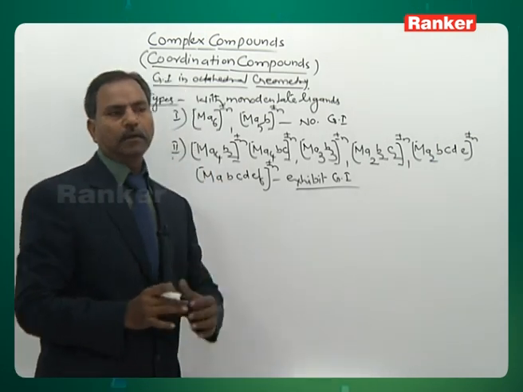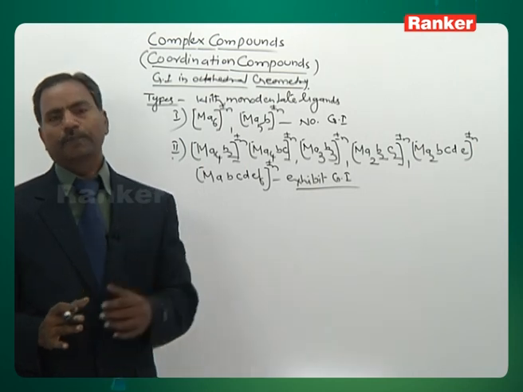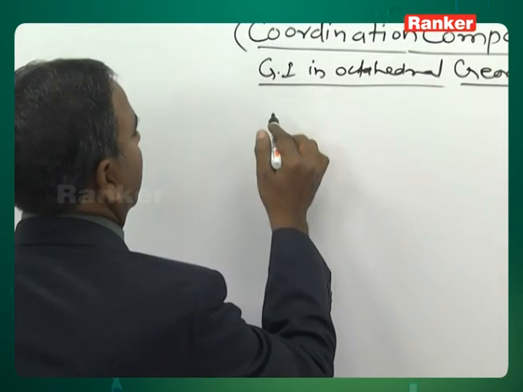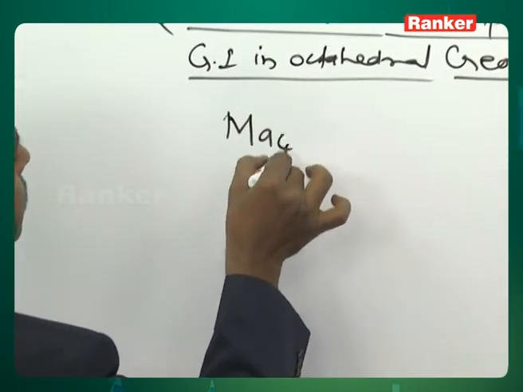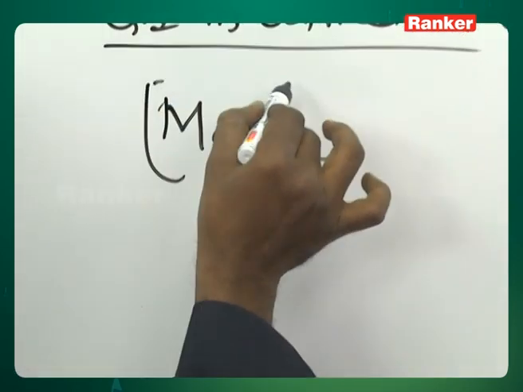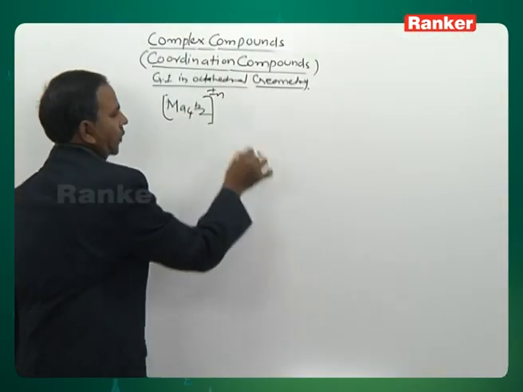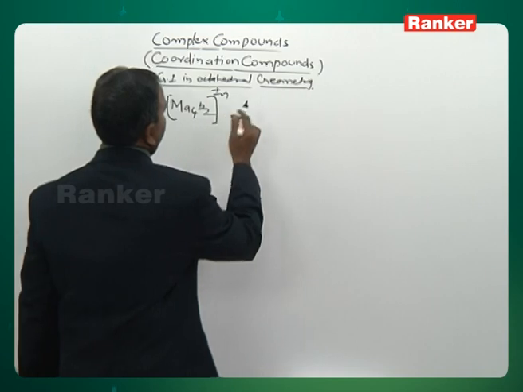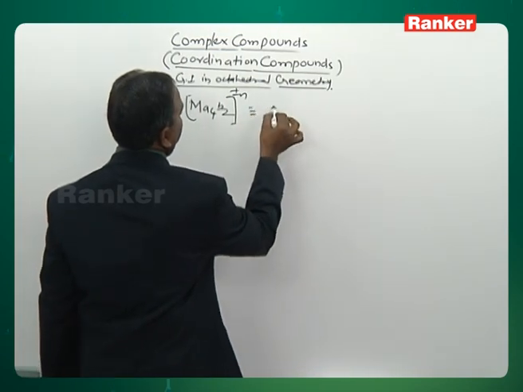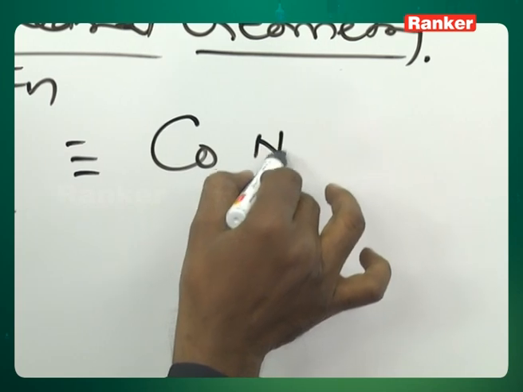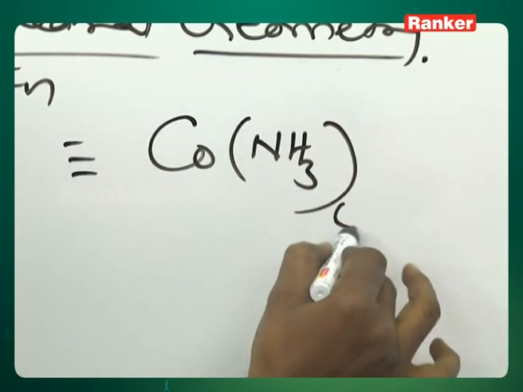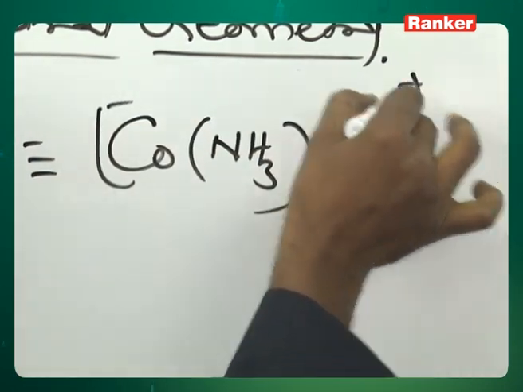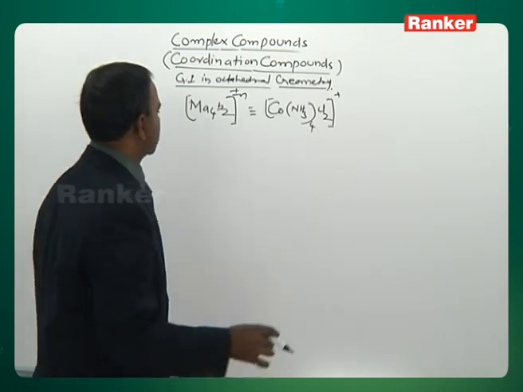We will take the real complex. We will discuss how they are exhibiting geometrical isomerism. Take the first one, Ma4B2 plus or minus n. See, 4 ligands are of one type, 2 ligands are of the other type. So, this we can write, say one complex, whatever you know, with hydroxide taken 4 times and Cl2, Ma4B2. You can write cis and trans, look at the board.